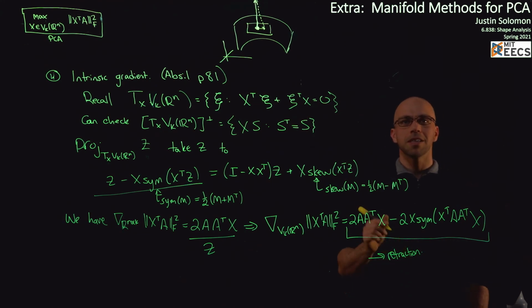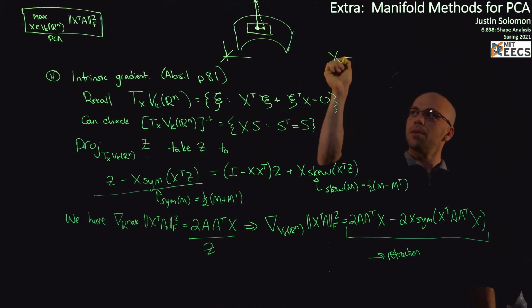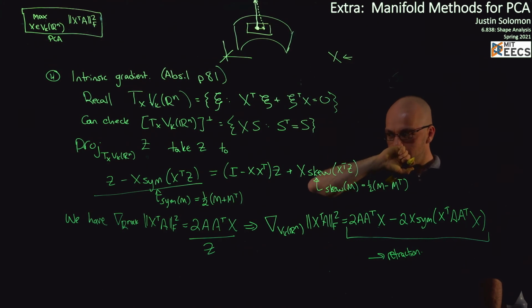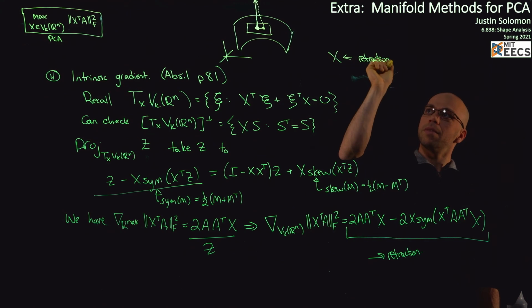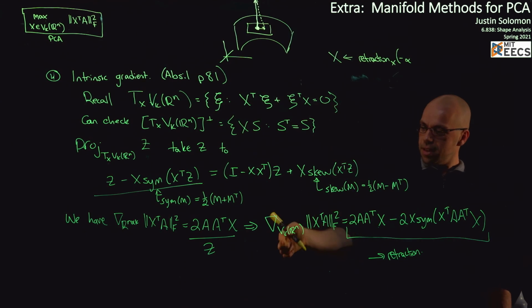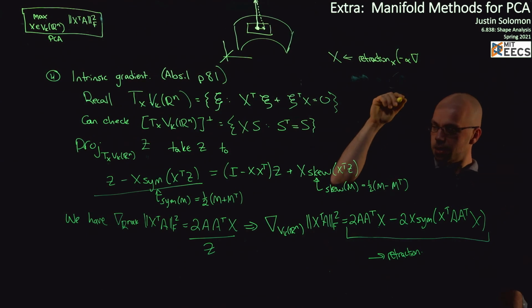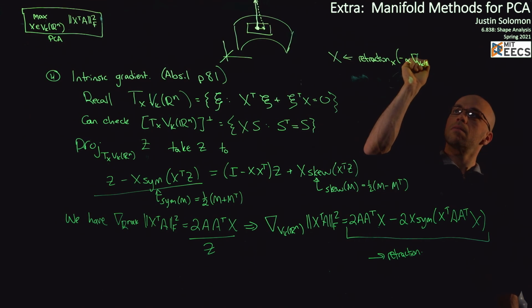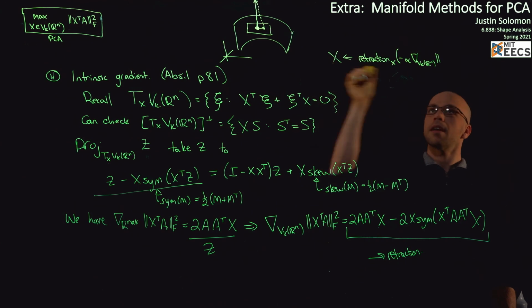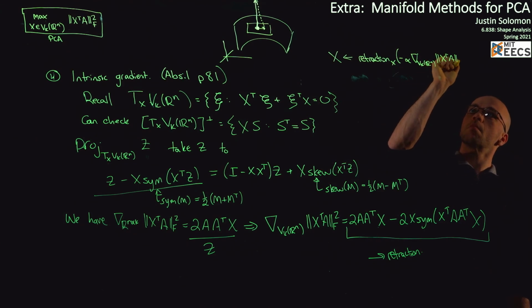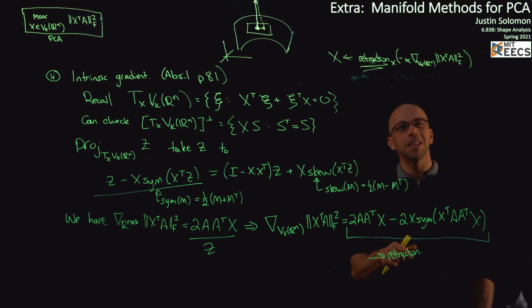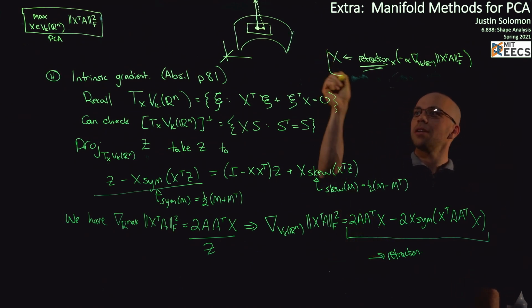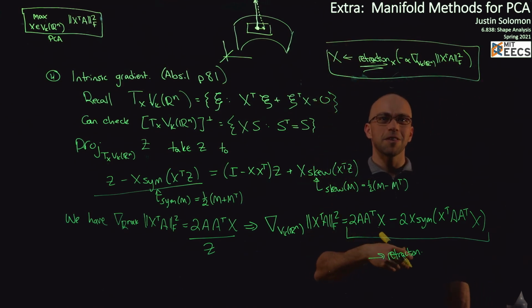So in particular, in each iteration, we have the retraction centered at x of minus the step size times the intrinsic gradient of our objective function of this thing, x transpose A. And we derived the retraction formula in class, so we actually have everything we need to do manifold optimization to implement principal component analysis, which is pretty cool.